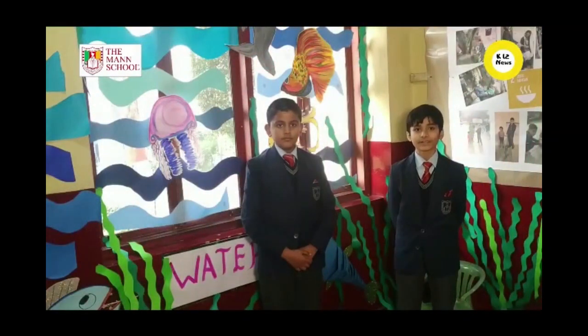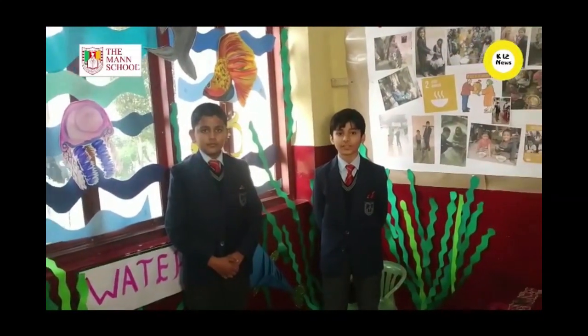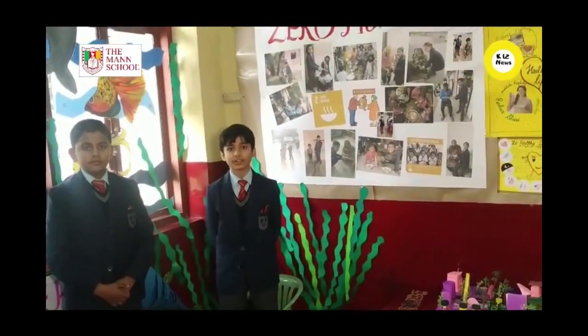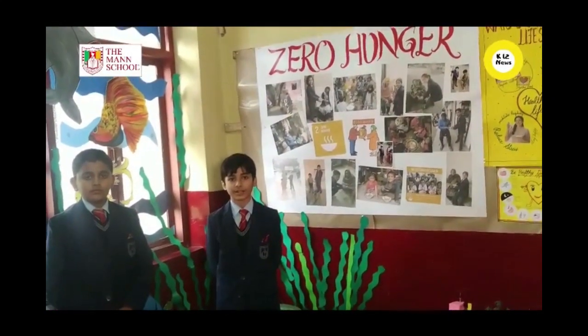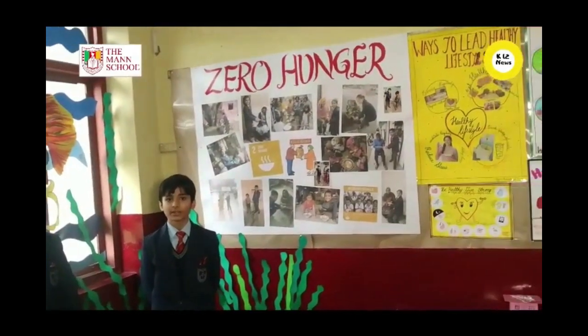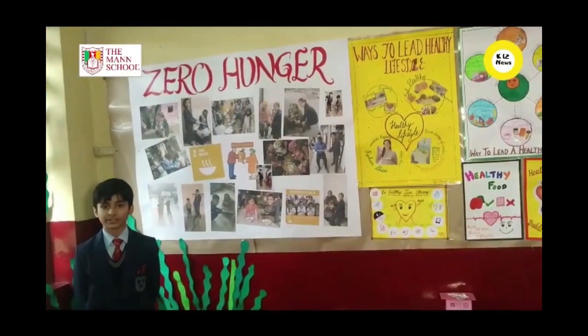Good afternoon everybody. My name is Yarman. I am from class 5th day. Today I am going to tell you about zero hunger. The aim of zero hunger is to end all form of hunger and malnutrition by 2030. It was started in 2015 by UN, making sure that nobody sleeps hungry.